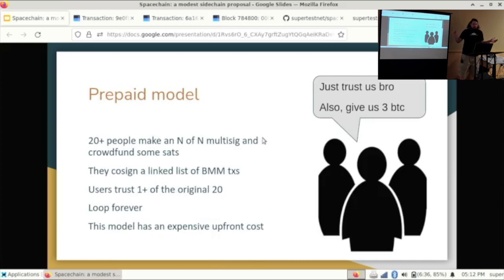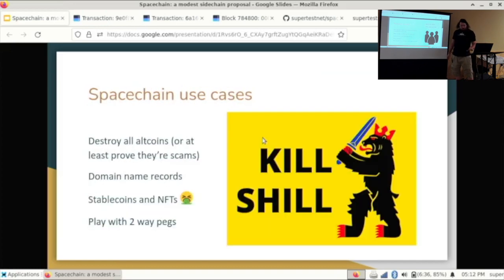What if you make your own Liquid? And you're one of these guys, and you trust yourself, so you made your own Liquid, now you're just running that. You can make Liquid into a space chain. So you can play with two-way pegs, you can maybe come up with some new two-way peg model that no one else has come up with. That's an option. Space chains let us do all of these things. And so that's what you can do with them.